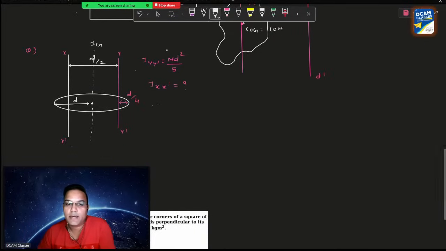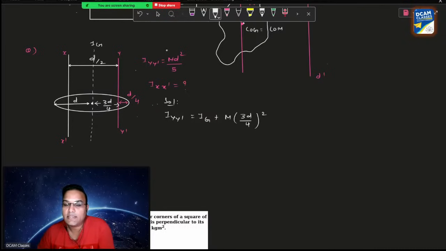Ig you have to find. So I dash, solution: how do we do it? I dash is equal to Ig plus, what is this distance? This will be d minus d by 4. This distance, d minus d by 4, is 3d by 4, plus m into 3d by 4 whole square.